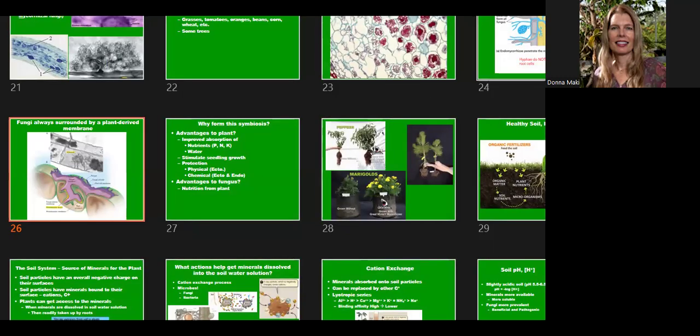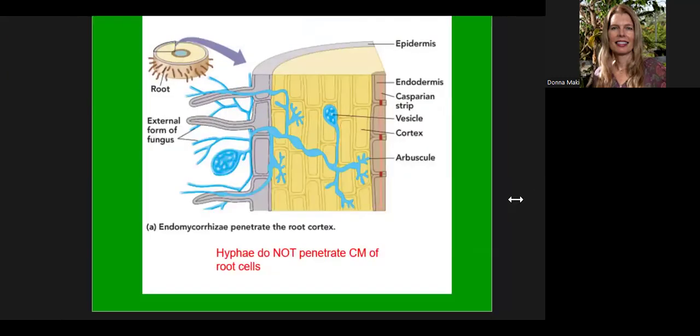So again, going back to this, there's no heavy mantle of fungal growth, a very light amount of growth on the surface, but more extensive inside. So that's why they're endomycorrhizal fungi. They're emphasizing the idea that they have more extensive growth.